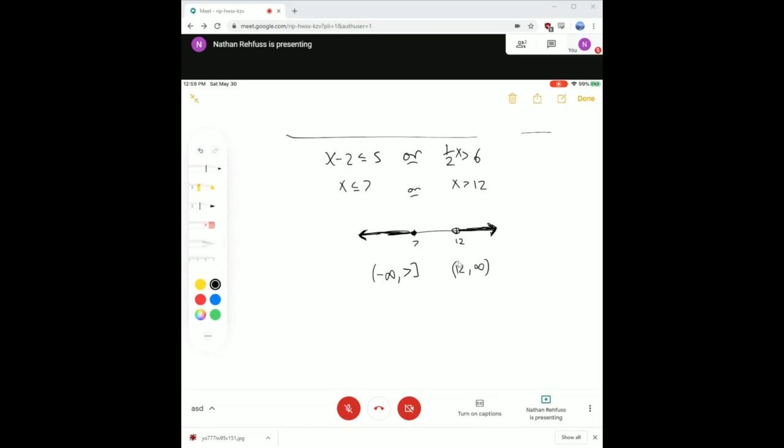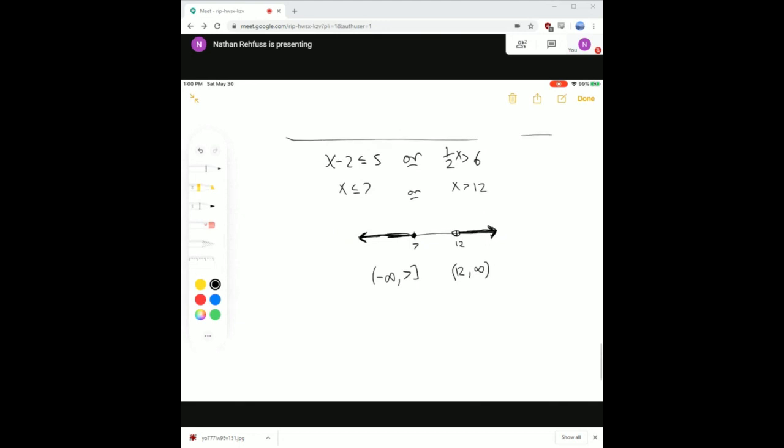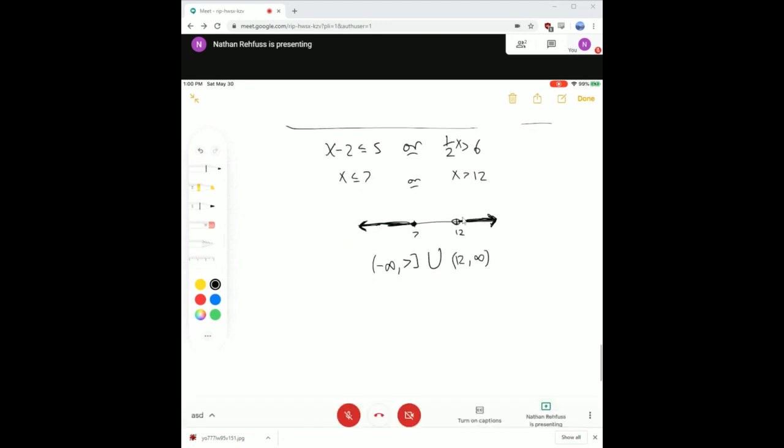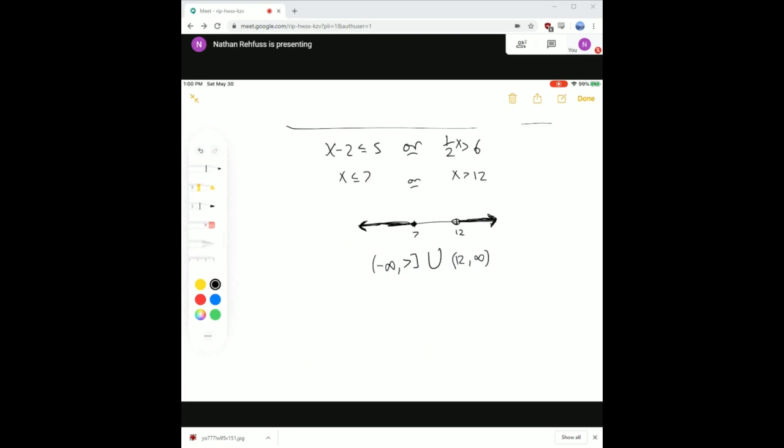So 7 gets a bracket, 12 gets a parenthesis, because this is a dot and this is a circle. The infinities always get parentheses. Then the way we glue these together is with a union symbol. It's just a big fat U. And this says my solution set is all of these and all of these. So the solution can be in this interval or it can be in this interval. Two different ways to think of it. But that's what the union does, is it just glues two intervals together and says, I'm interested in this whole shaded in set, not just one half or the other. So or means either one is fine.